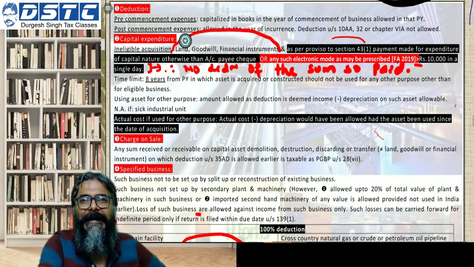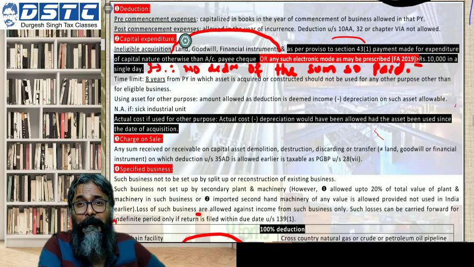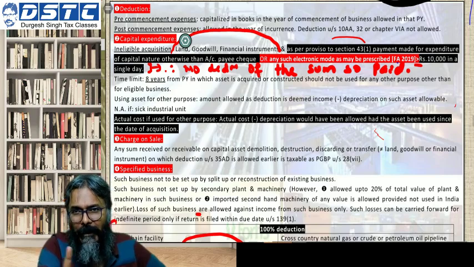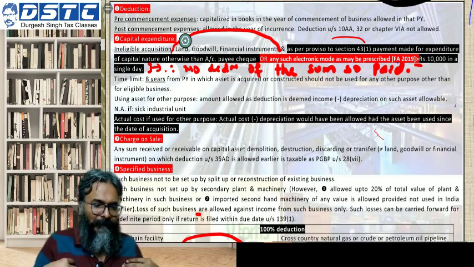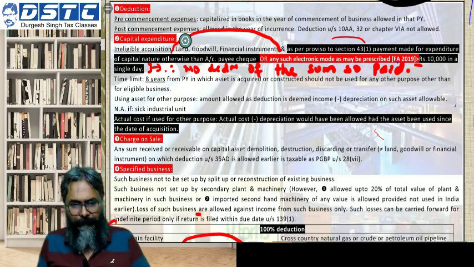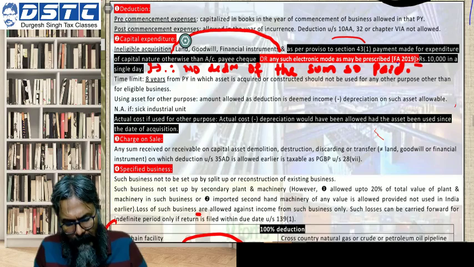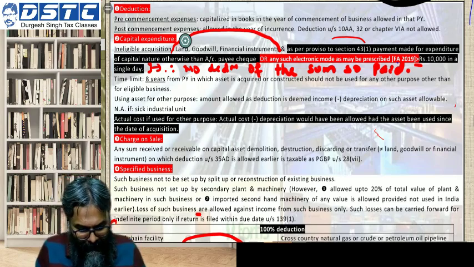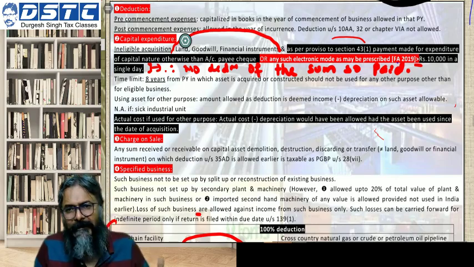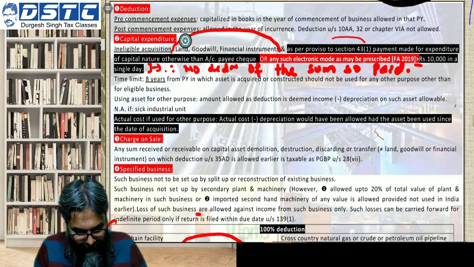Time limit is 8 years. So students, this is a lock-in period. What is your lock-in period? Lock-in period is 8 years. Now students, supposing I have purchased it for my hotel industry, and thereafter I am using it, and after some time I have taken the deduction also under section 35AD.